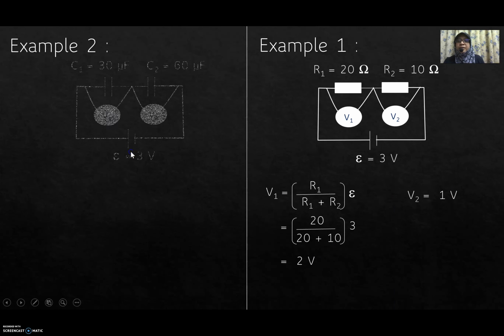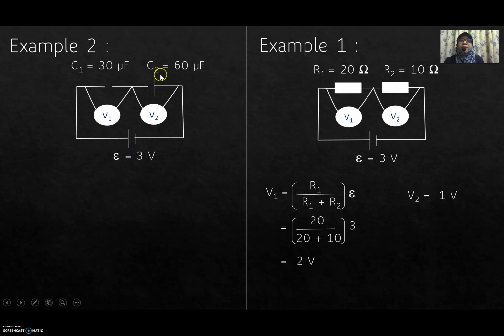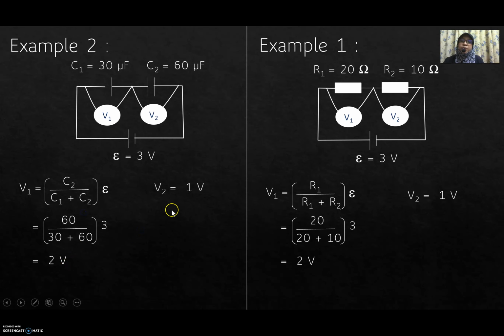For capacitance, let's say C1 is 30 microfarad, C2 is 60 microfarad, and the EMF is 3 volts. Using the equation here, without calculating the current, we can straight away find the voltage across C1. For the voltage across C1, we use C2 here: 60 per 30 plus 60 times 3 volts. The answer is 2 volts, and V2 must be 1 volt because the total is the EMF of 3 volts. So if this is 2, this is 1. Be careful with the equation used for the potential divider for resistance and for capacitance.